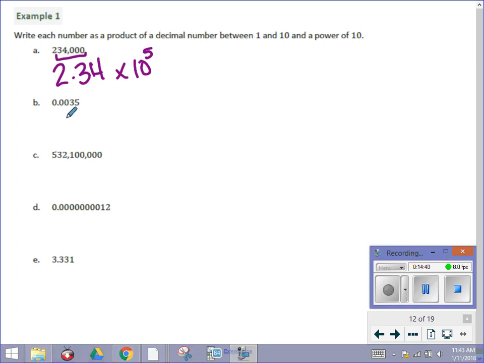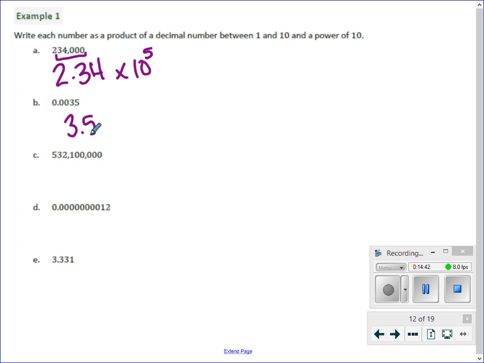On B, we want 3.5 because that's between 1 and 10, and we're going to move the decimal place right 4. So if we move it right, it's actually a negative 4, which makes sense. Negative 4 is a decimal. So I'm going to jump over to 3.31. 3.31 is already between 1 and 10. So we want 10 to the 0. This is with the base 10.